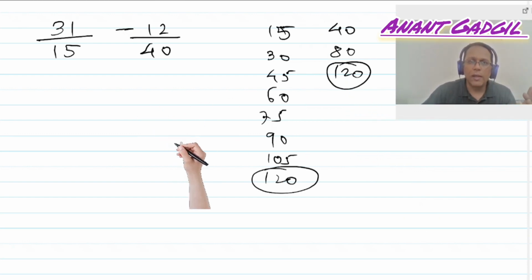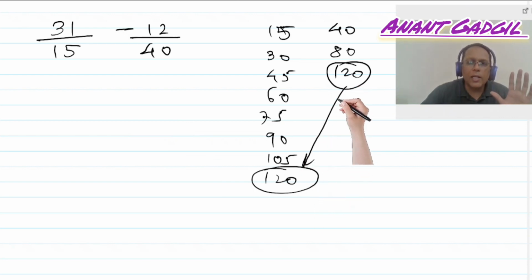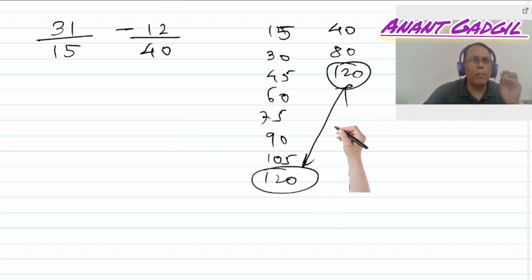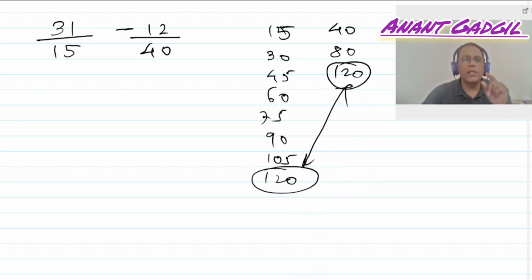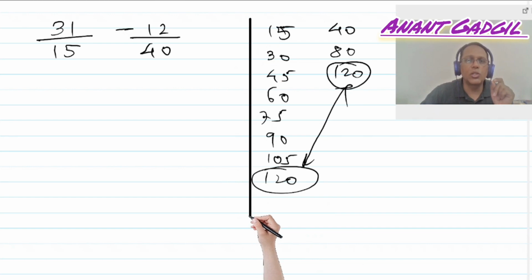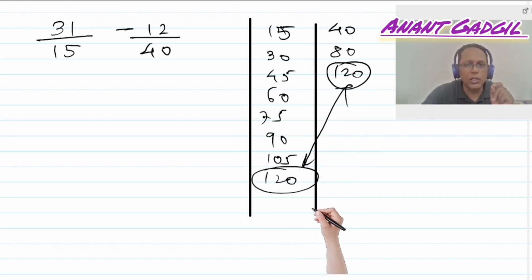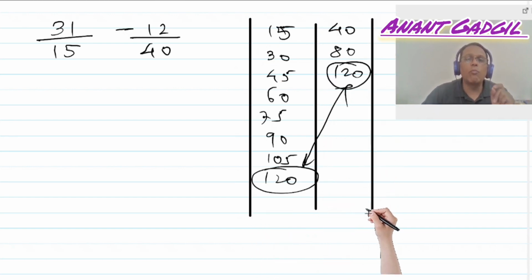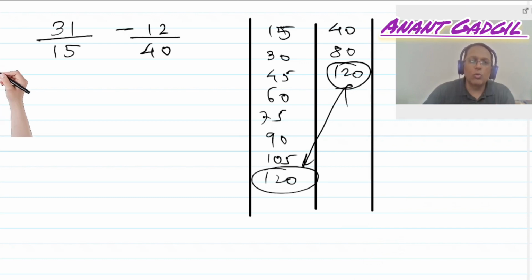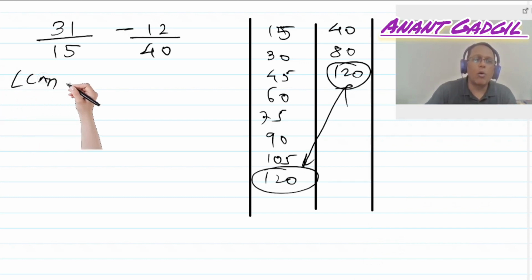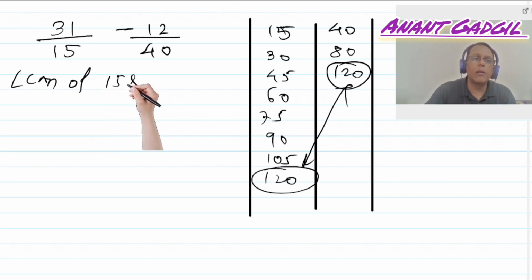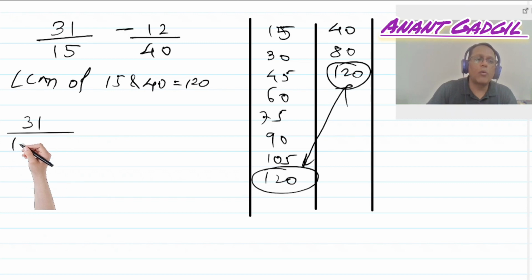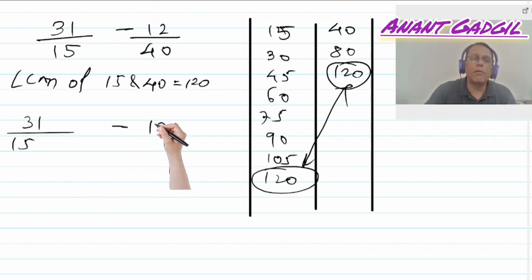Okay. So now we have got the LCM, that is the least common multiple of 15 and 40. That means 120 is the smallest number which comes in the table of both of them. So what we have to do now, we have to make the denominator 120. LCM of 15 and 40 is 120. So we are going to make the denominator 120 for both of the fractions.